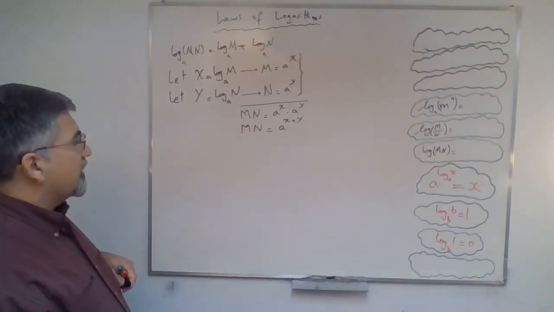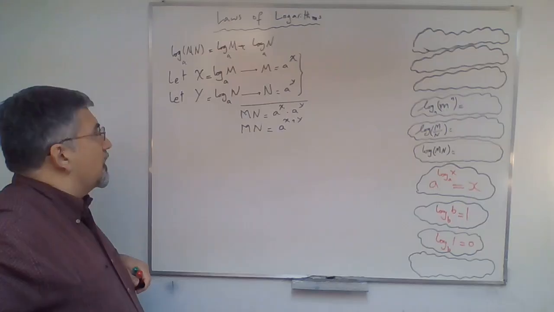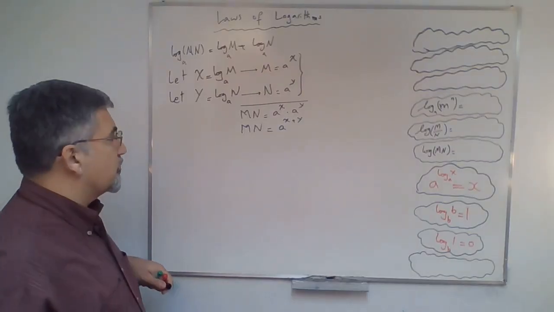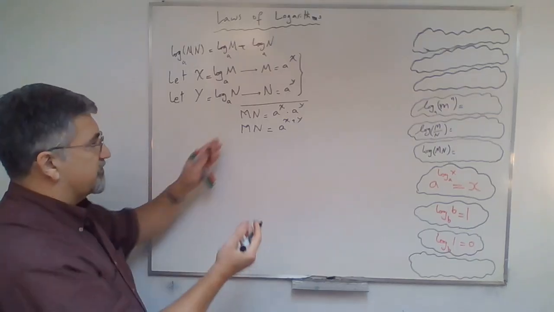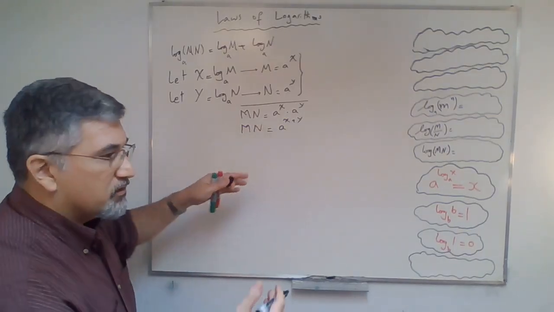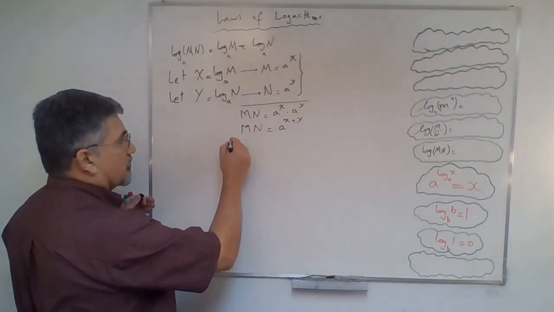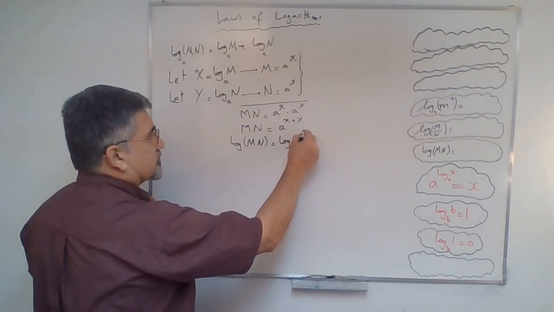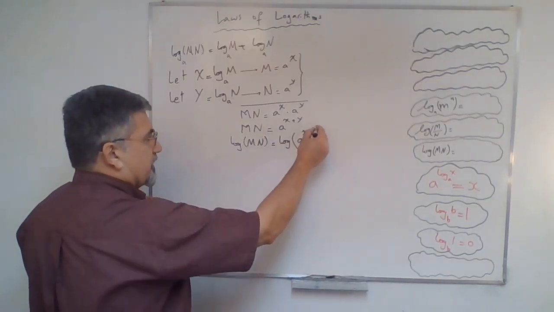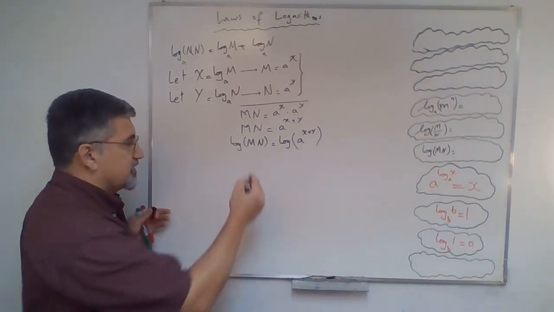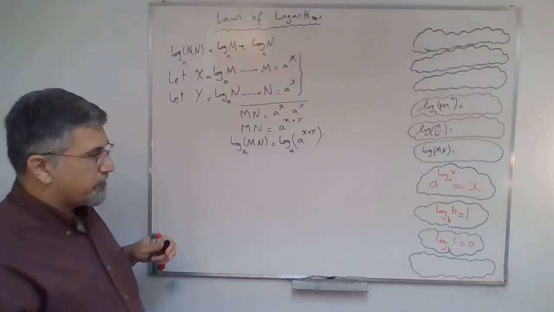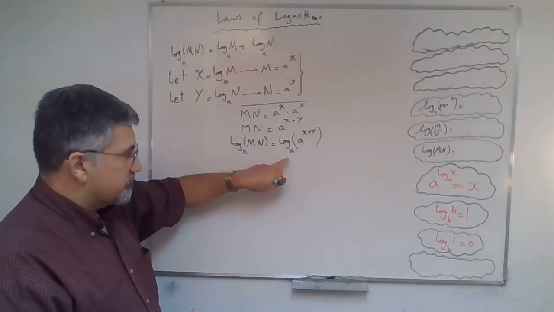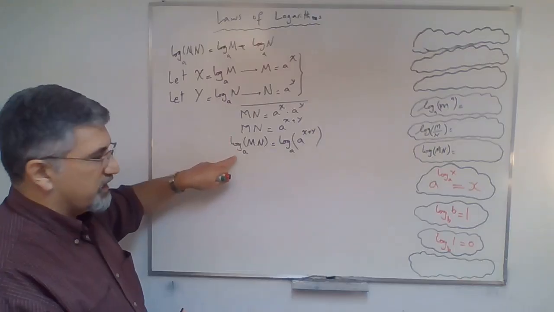Okay, and now we are going to take the logarithm of both sides of this equation. We're going to say if two values are equal, then their logarithms are also equal. So we write log of mn equals log of a to the exponent of x plus y. Okay. The base of the log that I select happens to be a as well. So we have log of a raised to the exponent of x plus y, base a, and log of mn, the product, base a.